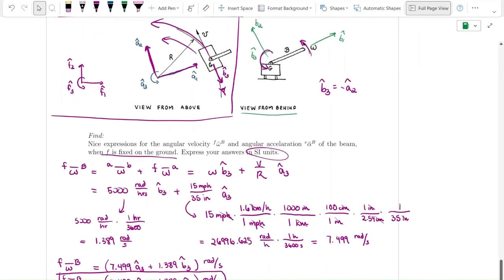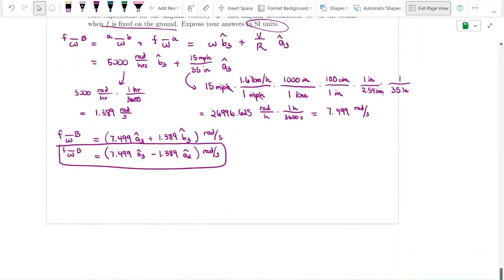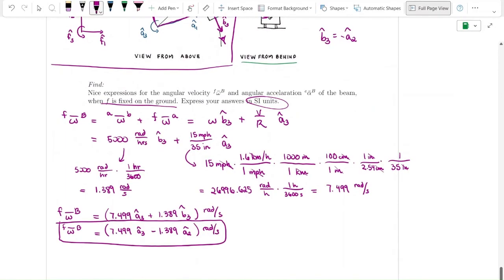I think that's all for part A, or I guess this first part. Okay, so now part B, which is find the angular acceleration of the boom with respect to F. This is a typo, so this is just the BKE then, because we have to take the time derivative of the angular velocity of B with respect to F, which is equal to, so we said that B3 hat equals negative A2 hat, right? So this can be written as V over R A3 hat minus omega A2 hat.